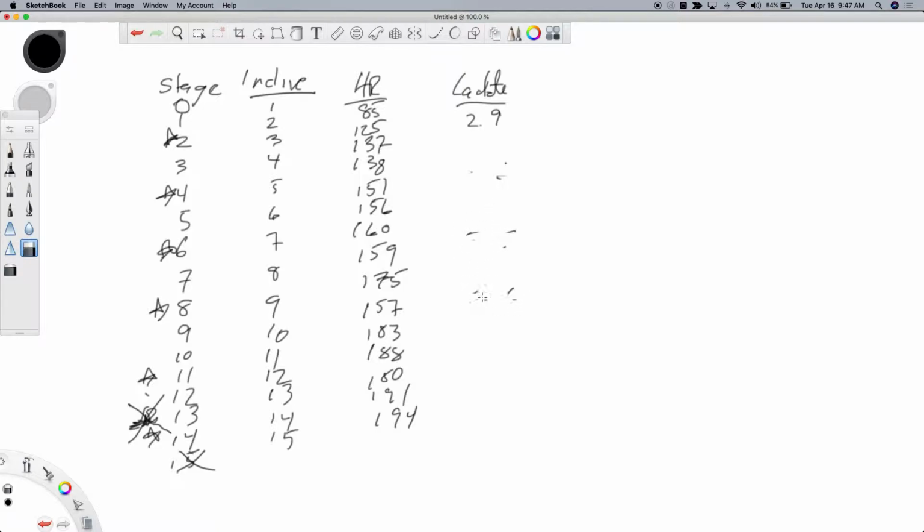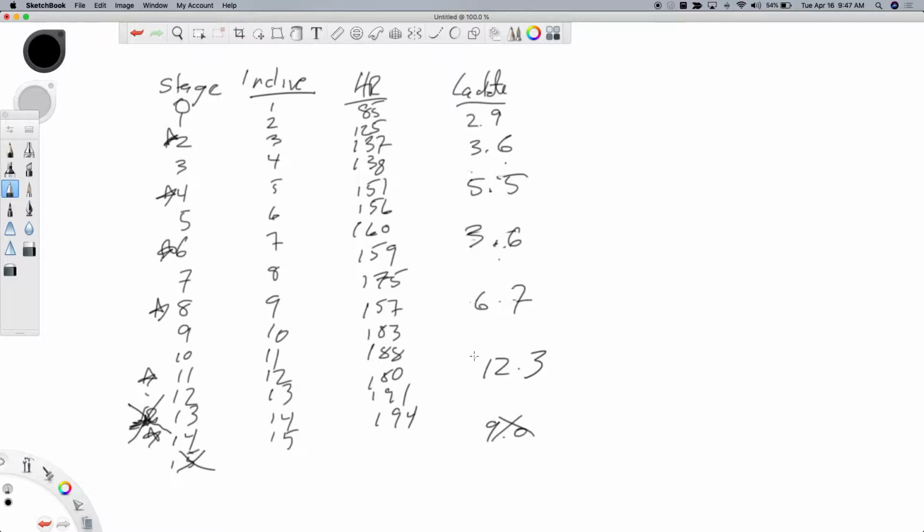Sorry. So his baseline was 2.9. At 2, he was 3.6. At 4, he was 5.5. At 6, he was 3.6. At 8, he was 6.7. And then at 11, he was 12.3. Okay? At the end, he was already starting to come down. He was 9.0. This is the one that's going to give us our lactate threshold. Understand?